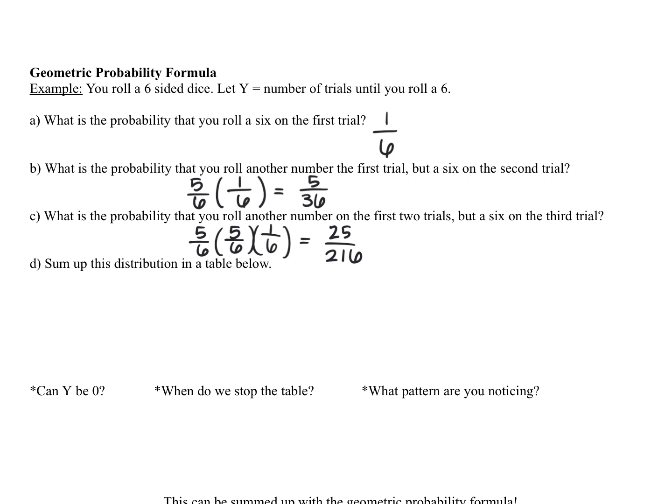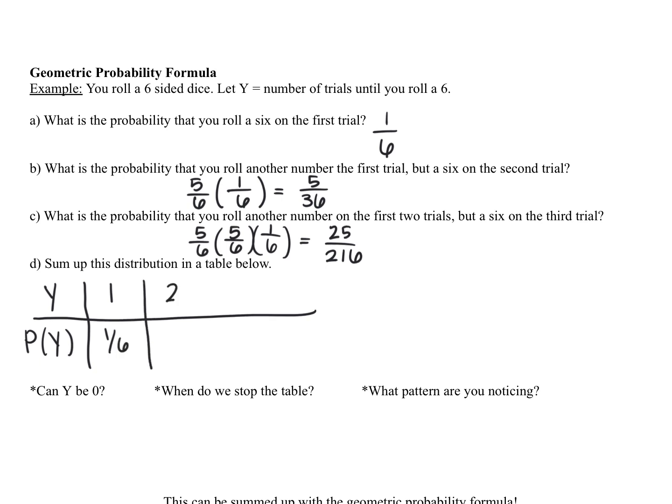So if I wanted to set this up as a probability distribution, where y, because it's geometric, is the number of rolls until you get a 6, and then your probability of y. So it happening on the first roll is 1/6. It happening on the second is 5 out of 36. It happening on the third is 25 over 216. And then we could keep going if we wanted.